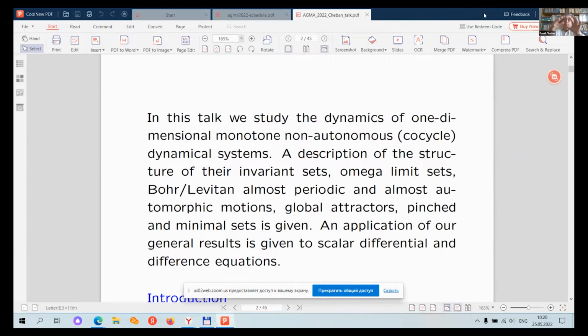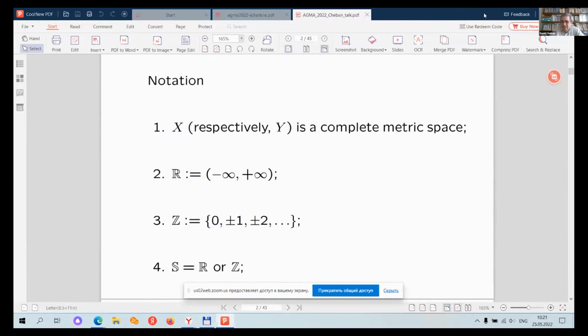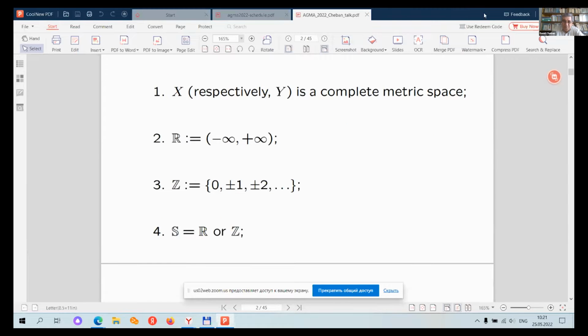In the framework of my talk, I present some results about the structure of invariant sets, global attractors, and minimal sets. After that, I give some applications of these results to one-dimensional ordinary differential equations and one-dimensional non-autonomous differential equations. Here I present some standard notation used in my talk.